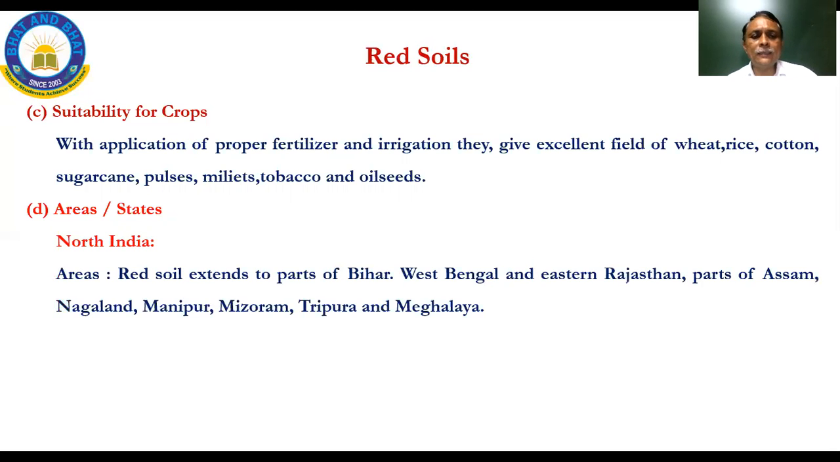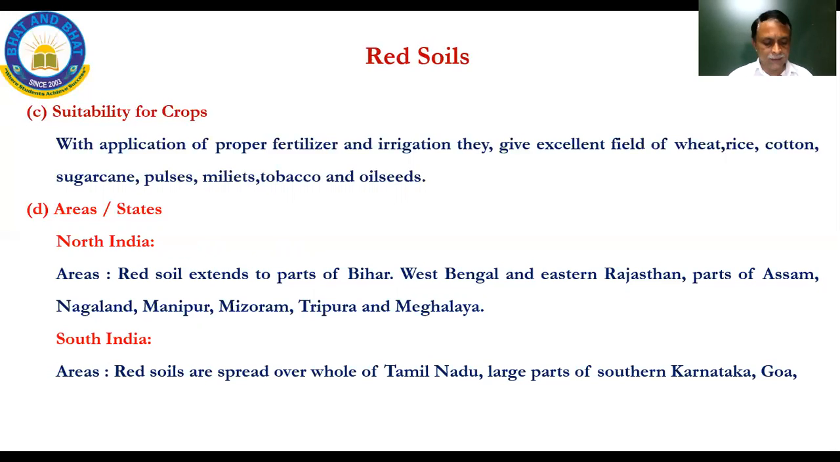Now, areas and states. In North India, the red soil extends to parts of Bihar, West Bengal, and eastern Rajasthan, parts of Assam, Nagaland, Manipur, Mizoram, Tripura, and Meghalaya. It's there in the map. The same areas are clearly shown. It's mostly to the eastern part of the country. West Bengal, eastern Rajasthan, Assam, and all these are the northeastern states. So it is mostly to the eastern part of the country there in North India.